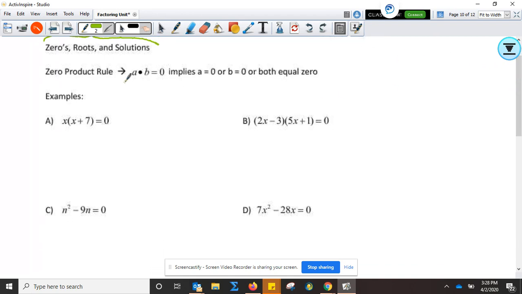All right, the zero product rule. Remember, when you're multiplying a times b, and that's equal to 0, that's going to imply that either a equals 0 or b equals 0, or both could possibly equal 0. And with knowing that information, let's apply that.